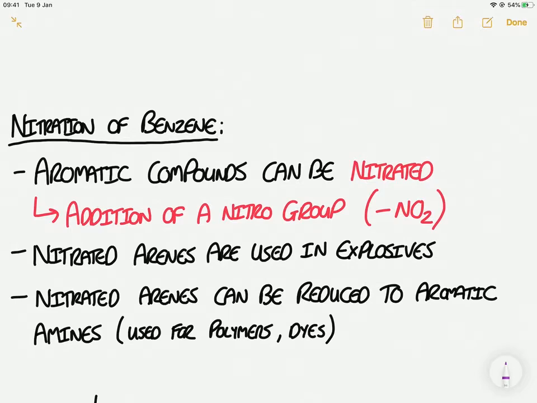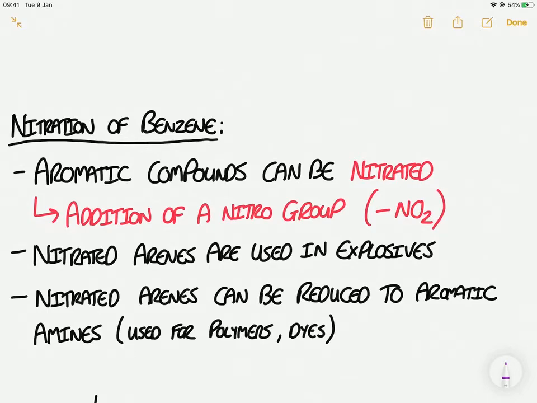So in brackets there we've got the bond to something else, and that's attached to the N, which is then attached to 2 oxygens. The reason that we care about nitrated arenes is that they are precursors or starting materials for explosives. And something else that we look at is that you can reduce them to aromatic amines. So pause the video as appropriate and take your notes.